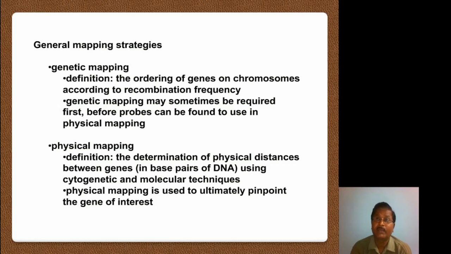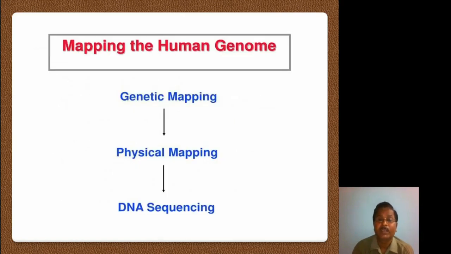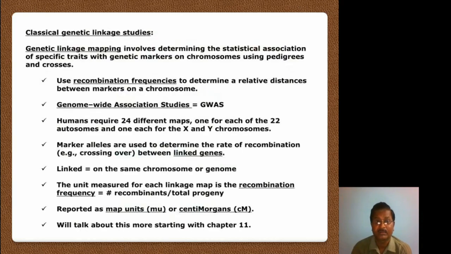Then physical mapping by definition is the determination of physical distances between adjacent genes in base pairs of DNA, using cytogenetic analysis and molecular techniques. Physical mapping is used to ultimately pinpoint or exactly locate the gene of interest. So if you take the human genome, mapping the human genome can be done by all three: genetic mapping, physical mapping, and DNA sequencing method.